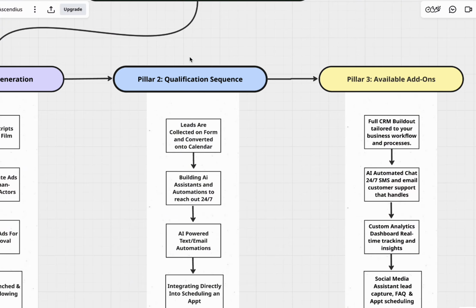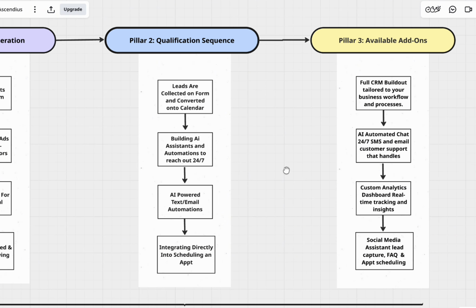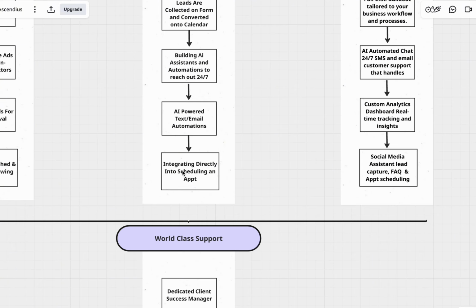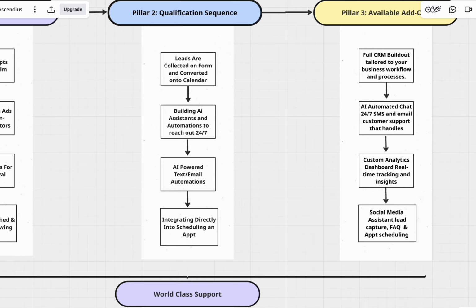Now, with that being said, after that, you might be wondering, well, if leads come in, do I handle them, or how does that work? Well, we're going to create automations in specific terms to where when leads are collected on a form and converted on your calendar, we're going to build an AI system and automations to reach out to them 24/7. Whether that's appointment confirmations, or asking them questions that they didn't answer on the form. We're going to have all that pretty much powered by AI, and we're going to integrate that directly into your scheduling by having them book an appointment, right?